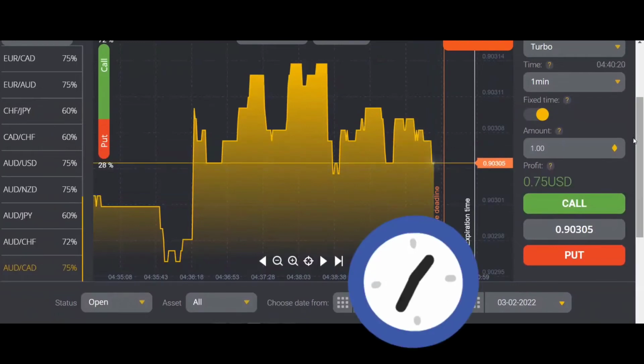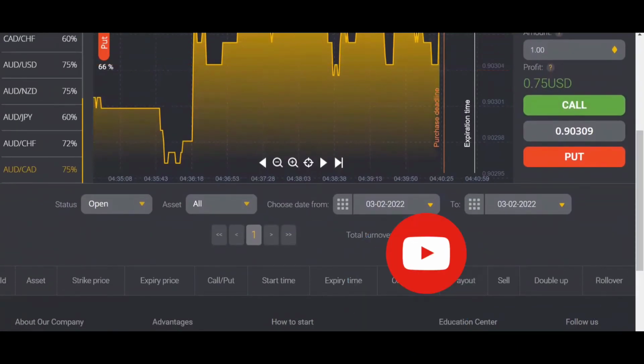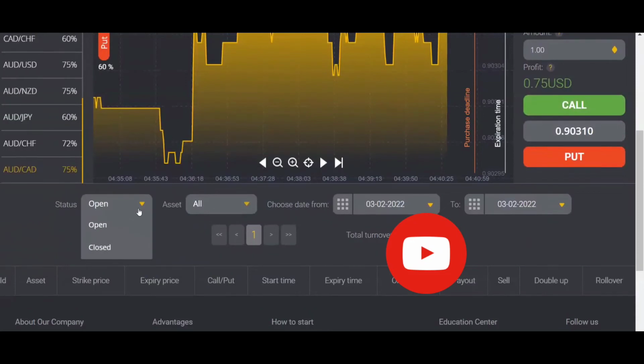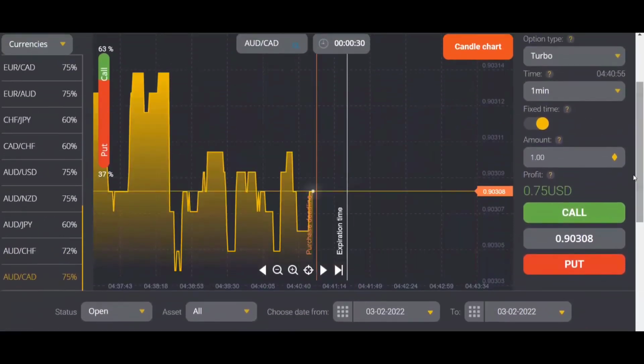So again, the rollover function is the little clock that's here, and it'll give you all the information about your trade. Status shows all your trades, so if you had any open, they would be here. If you go to closed, they'll show you all the trades you've taken and how they finished. Right here you can select the date. So if you have a trading journal, you can go back to the specific date and see how you did on those dates. And that's pretty much how it works.